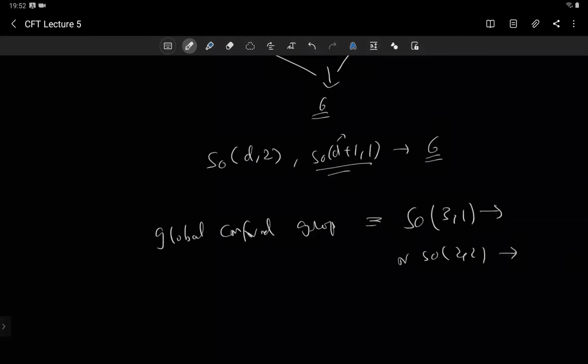But only the global part becomes a group. Even though you have this big algebra, when we go to the quantum theory, we will only demand that the vacuum, the ground state, is invariant under this transformation, not under the full local conformal transformations. This is something we will come to later: the true symmetry of the theory is just the global conformal group, because it's defined everywhere.